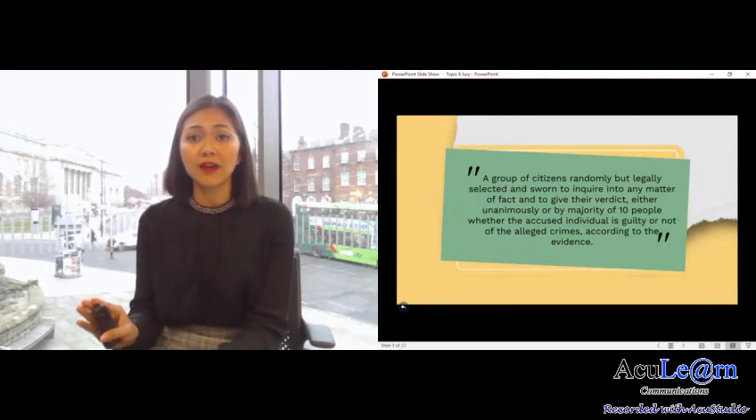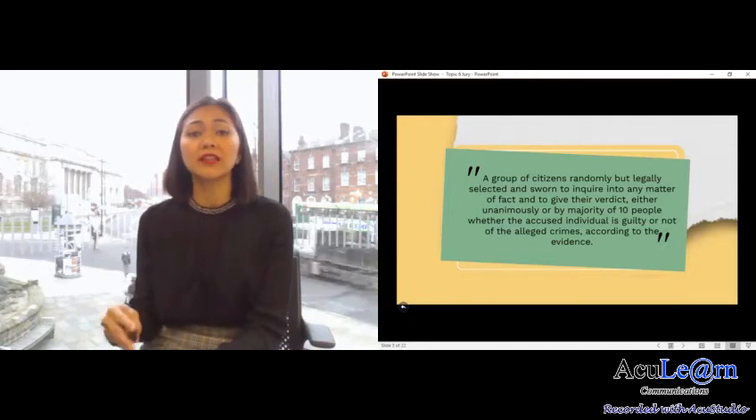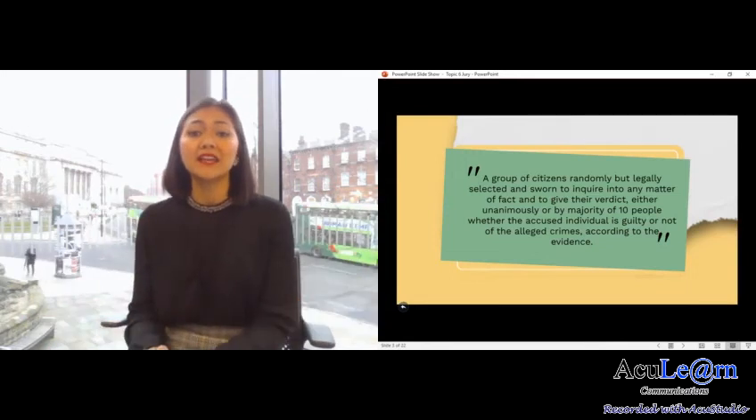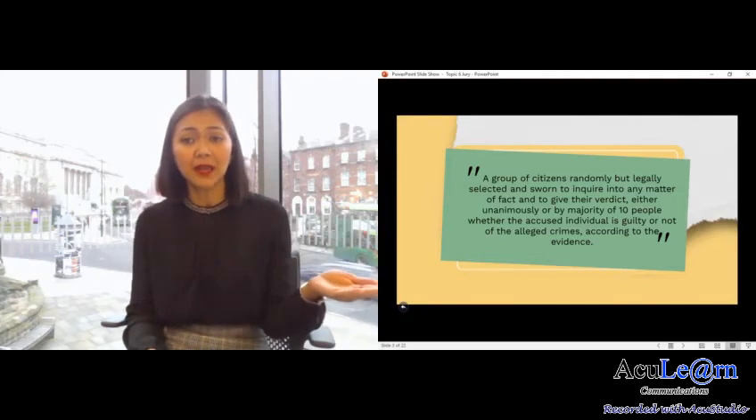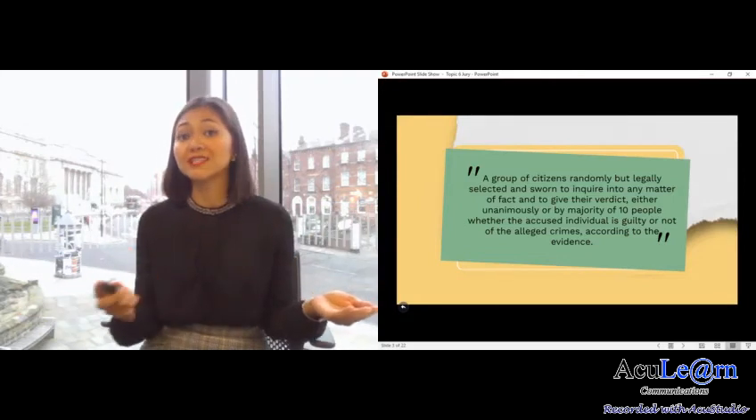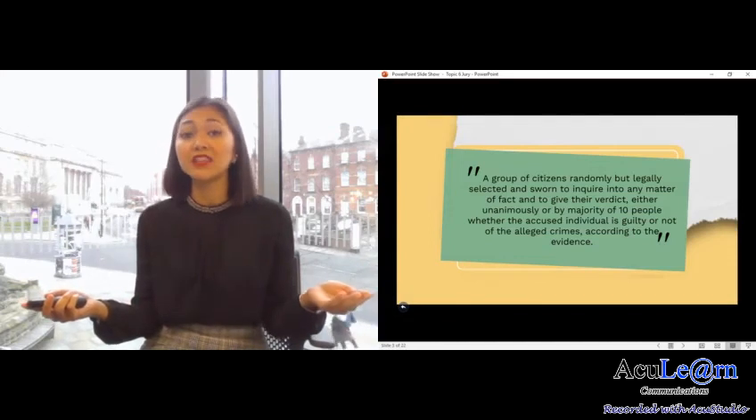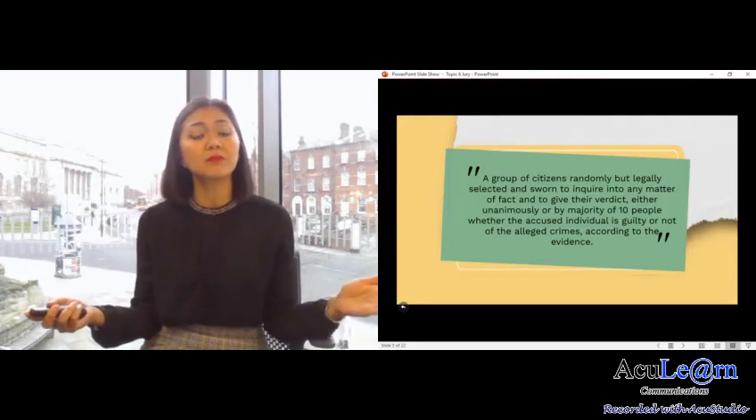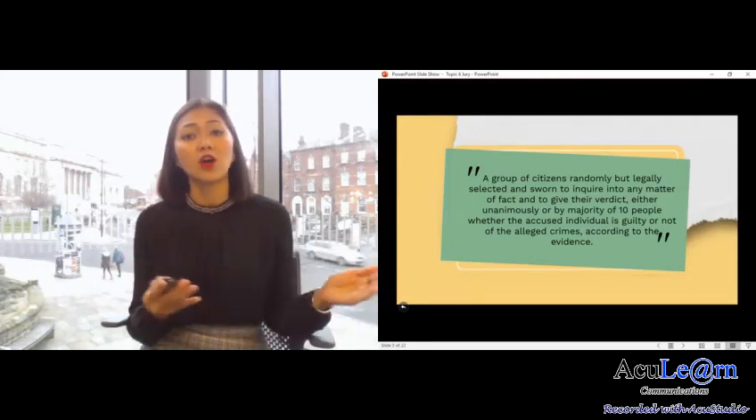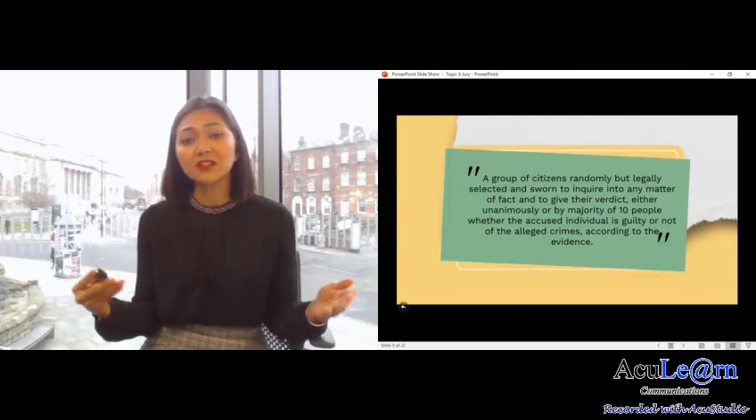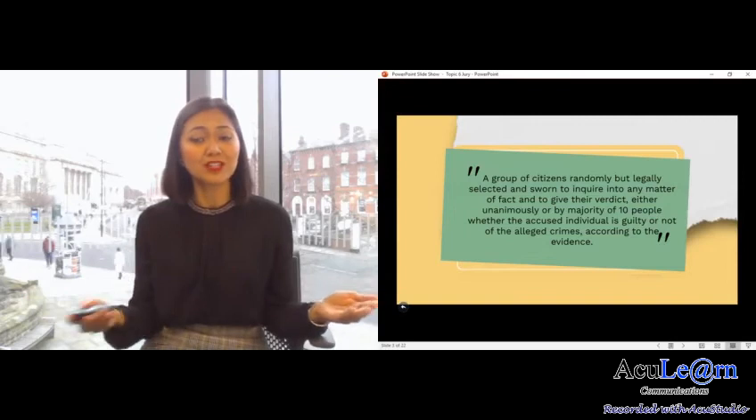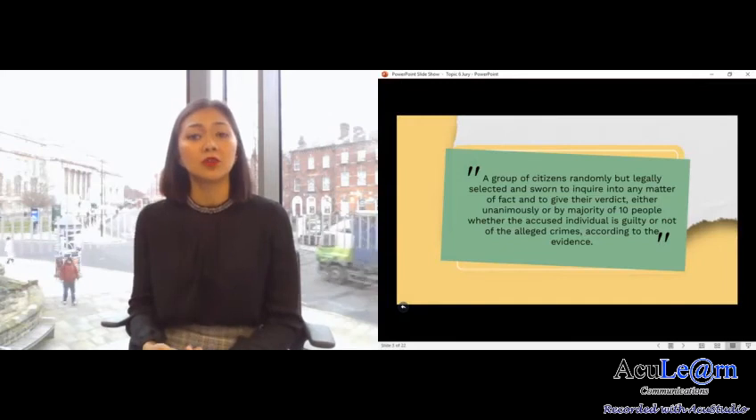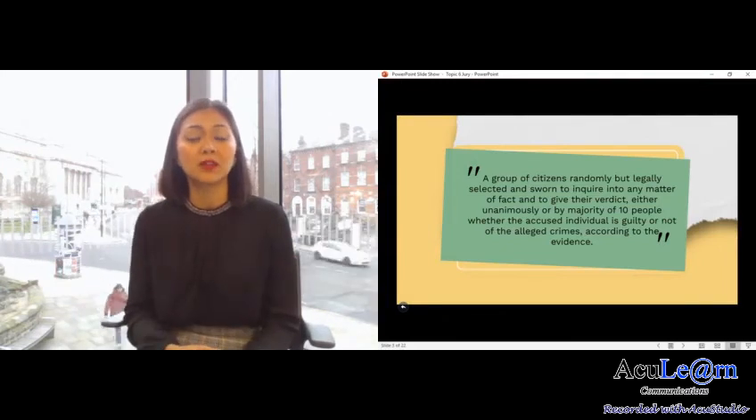Which means they don't look at the area of law, just at the facts and the arguments presented by the prosecution and defendants, and give their verdicts either unanimously or by majority of 10. This is an interesting area of law because in the past, juries needed to give a unanimous verdict, which means all 12 of the jury members needed to give a verdict of guilty or not guilty. But because of the difficulties in obtaining a unanimous vote, they have included a provision whereby if you can achieve a majority of 10 votes, the court will take into account the verdict given by the jury.